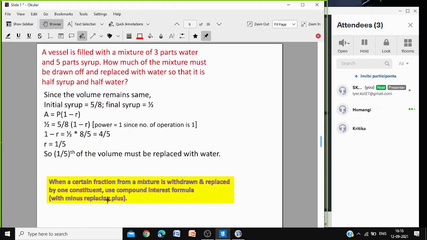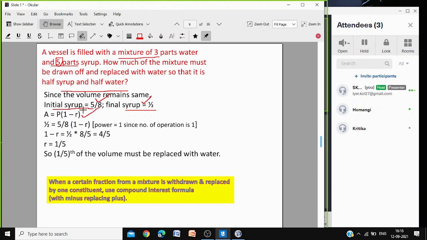So, since the volume remains the same, initial syrup will be 5 by 8 and the final syrup will be 1 by 2. 3 parts water and 5 parts syrup, that means total 8. Out of 8, 5 is the syrup. 5 plus 3, 8. So 5 by 8 is syrup and 3 by 8 is water. So initial syrup is 5 by 8 and final syrup is to be half syrup and half water, means 1 by 2. So again apply the same compound interest formula.